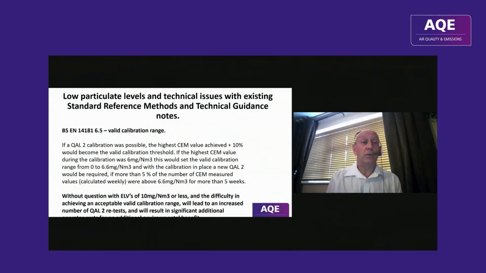So again, to cover this point a bit further, and just to put it into context, BS EN 14181 section 6.5 covers valid calibration ranges. If a QAL2 calibration was achieved, the highest value plus 10% will become the valid calibration threshold. If the highest CEM value during the calibration was 6 milligrams, this would set the valid calibration range from 0 to 6.6. And with calibration in place, a new QAL2 will be required if more than 5% of the number of continuous emission monitor measured values calculated weekly were above the 6.6 milligram threshold for more than 5 weeks.